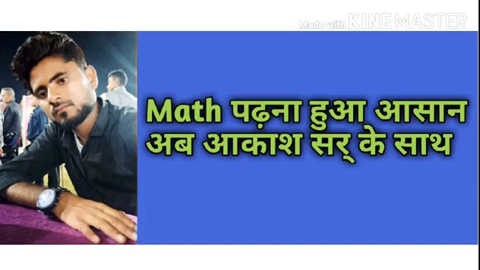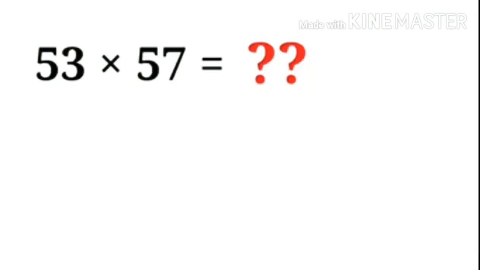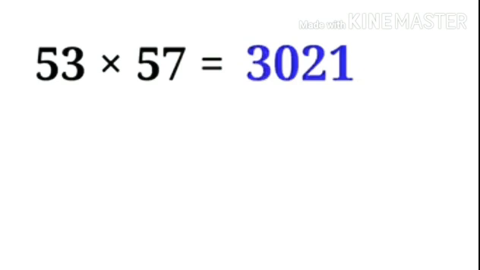Can you verbally find out what is 53 times 57? Just in 3 seconds. And yes, your time starts now. And the correct answer is 3021.